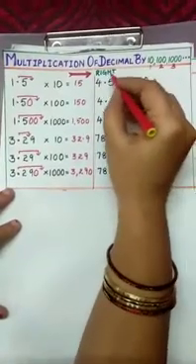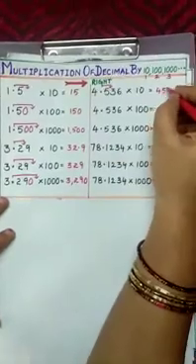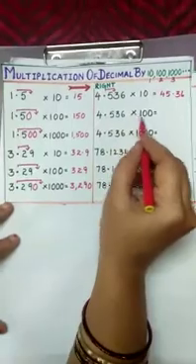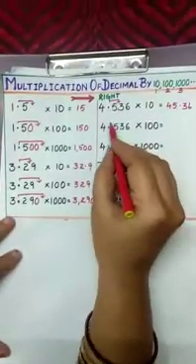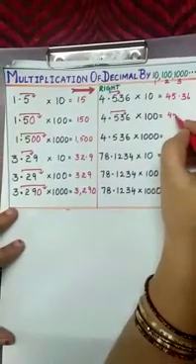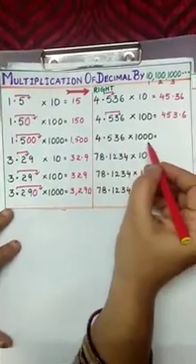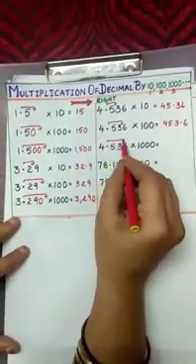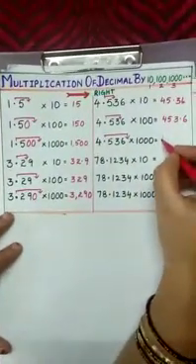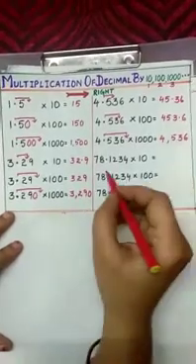Now come to some more examples. 4.536 into 10. So shift the decimal after one place. Now the product is 45.36. Now 4.536 into 100. Now shift the decimal after two places. It means that 453.6 we get. Now the same number, if you multiply by 1000, you have to shift the decimal after three places. So at the end of the number we get the decimal. So the product is 4536.